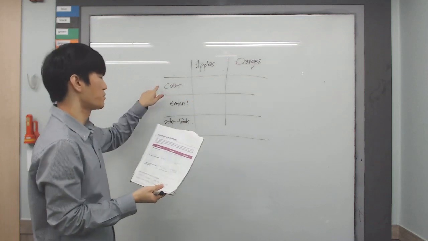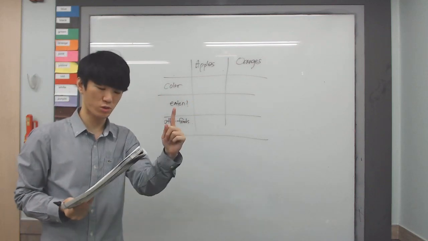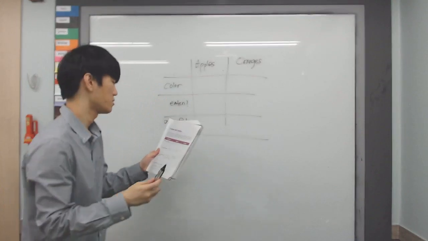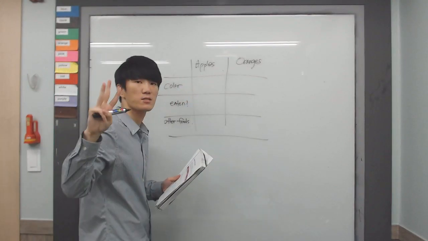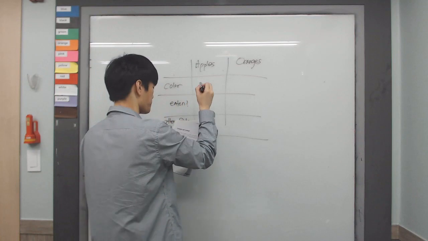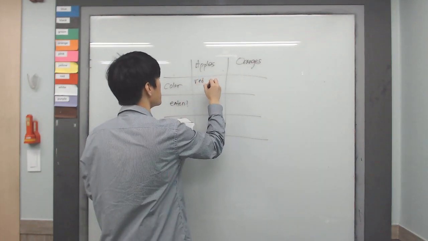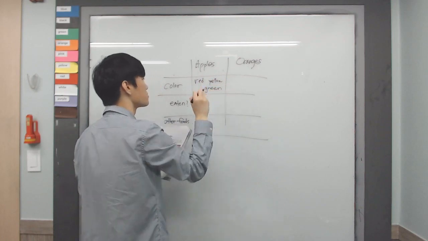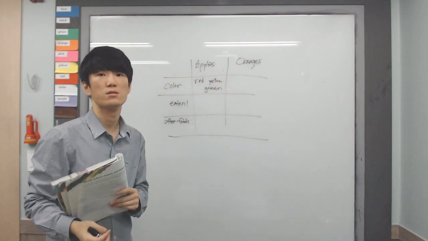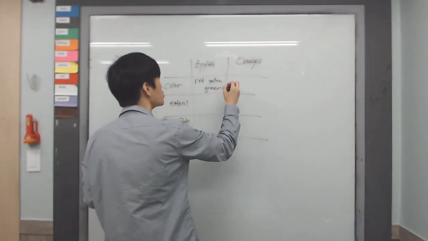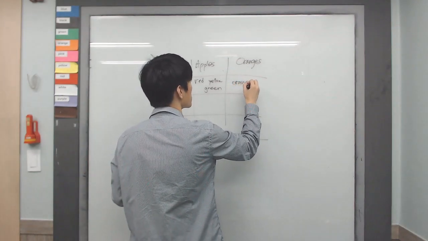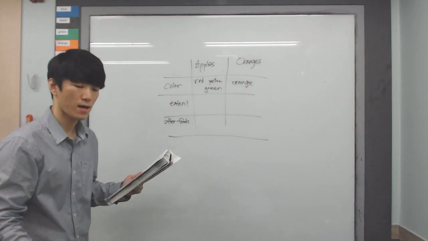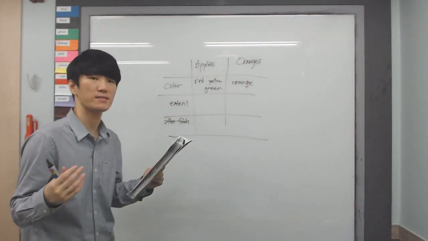So look at the number one question. Number one question. What color are they? So apples. There are three colors. What are they? Red, yellow, and green. And oranges. Only one color. Orange. Same name. Orange.